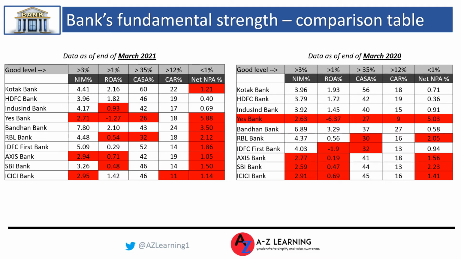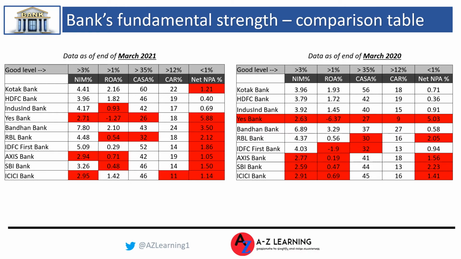And you would see that some of the cells are shaded red. The reason they are shaded red is because, whatever the good level for each metric that we have defined in the first row of this table, if a bank's score is less than that good level, then we have highlighted that cell for that bank as red. So, some key observations before we go through individual banks.